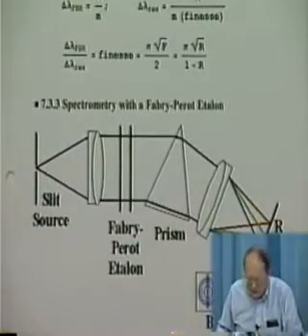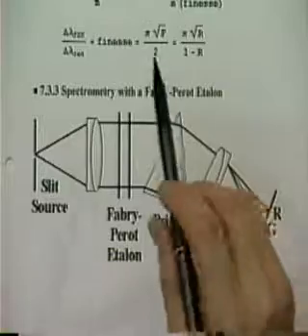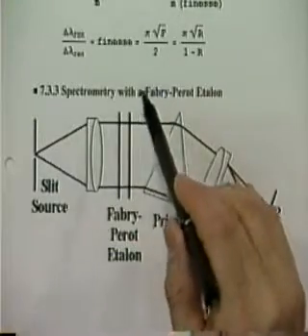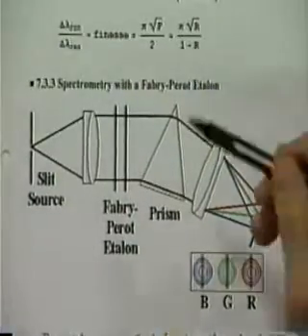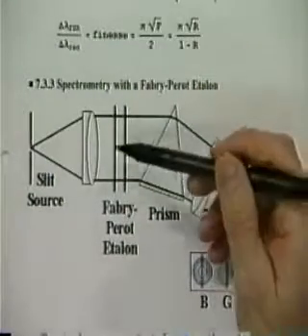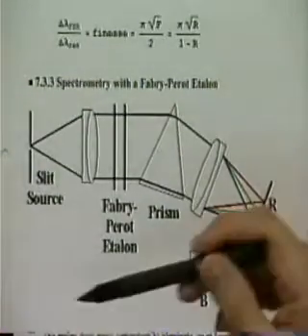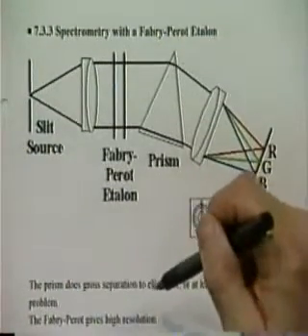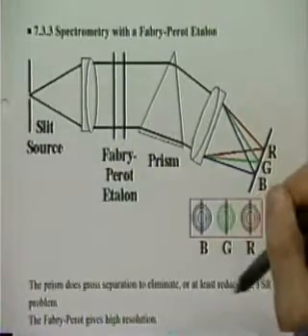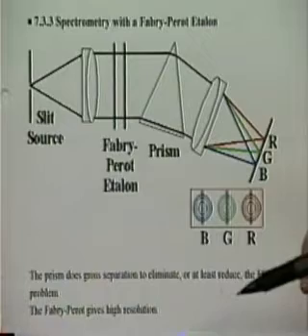Now, this is something I think is very neat. It's a very, very clever idea. What we're going to do, spectrometry with a Fabry-Perot etalon, is combine a Fabry-Perot with a prism. And what we're going to see is that the prism does the gross separation to eliminate the free spectral range problem, and the Fabry-Perot is going to give us a high resolution.